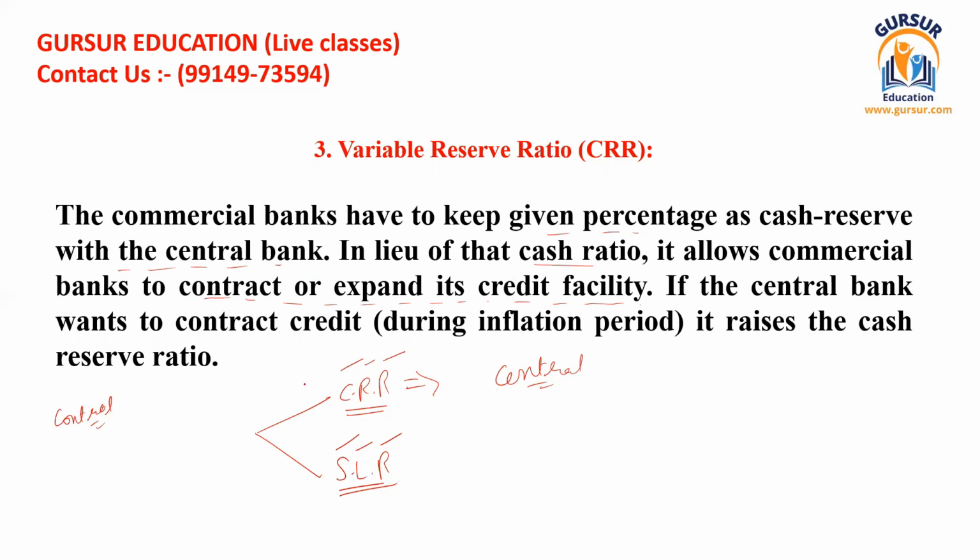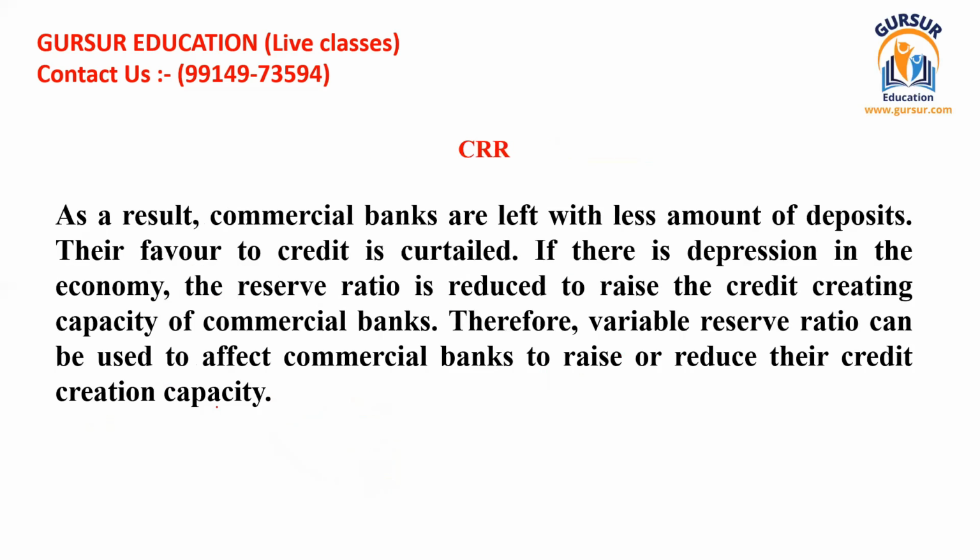So the banks shall have less money with them, so they shall lend less money to the public, then there shall be a curb on inflation. In the same way, if the government wishes the public to have more money, then they just reduce the CRR. In this way, the variable reserve ratio is used for regulating the money supply in the market. So this is all about that.